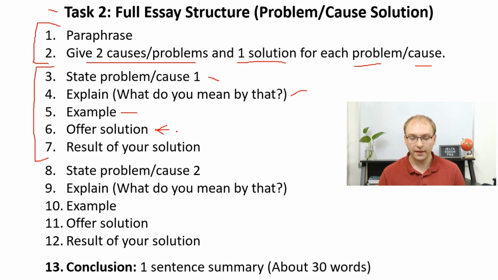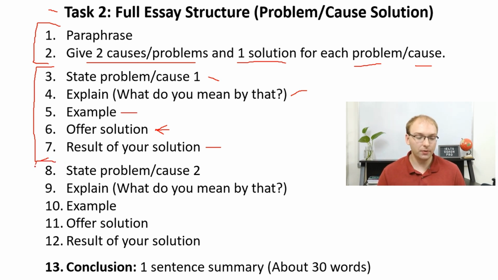Then we need to give the result of our solution, which means we're giving some advice when we give our solution, and then we need to tell everyone what will happen if they follow our advice, how the world would be a better place if our solution was implemented, or how it would benefit people if they take up our advice and take up our solution.